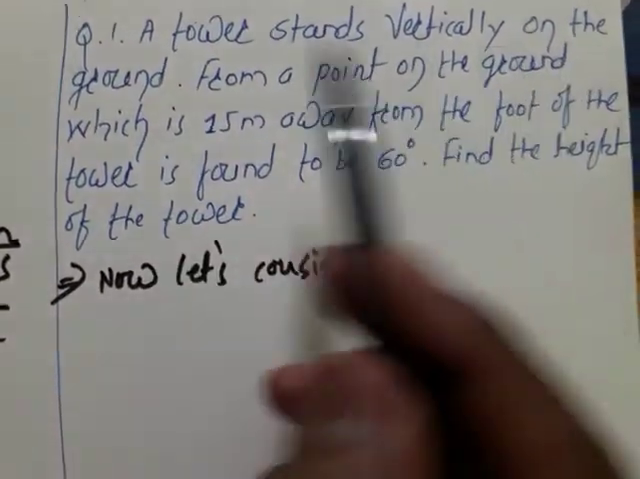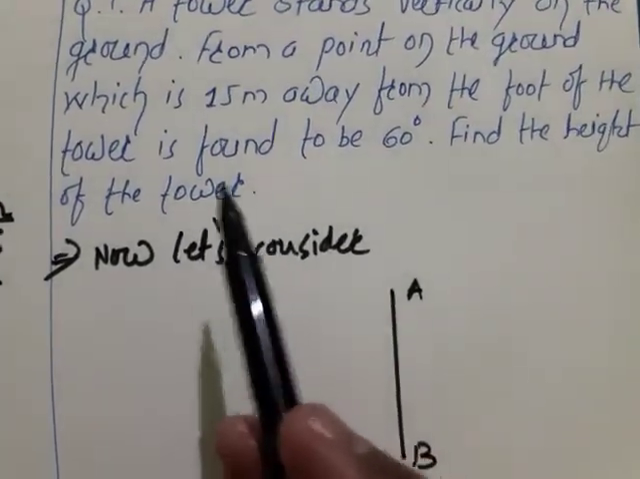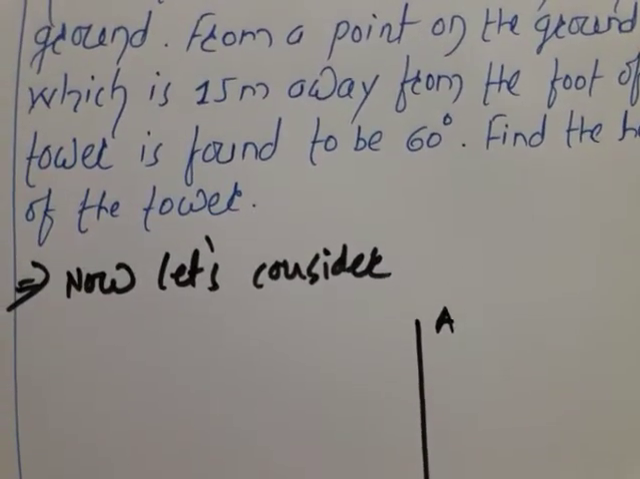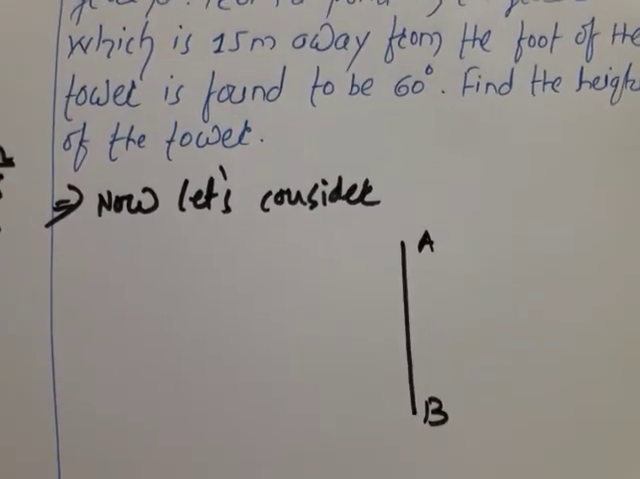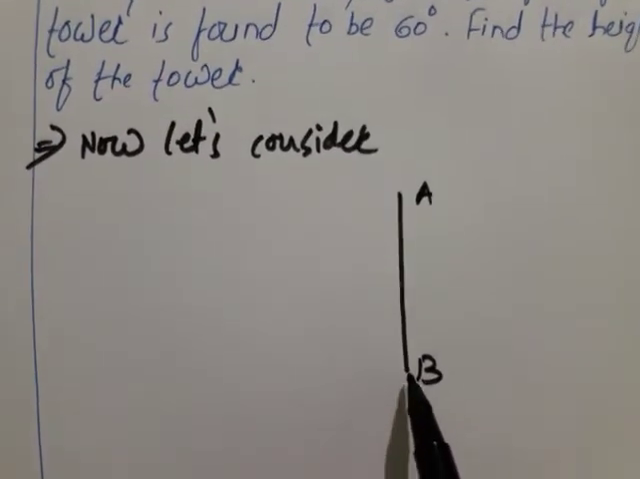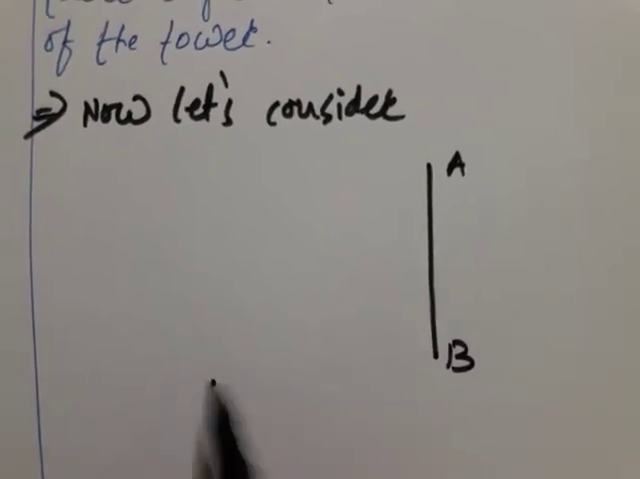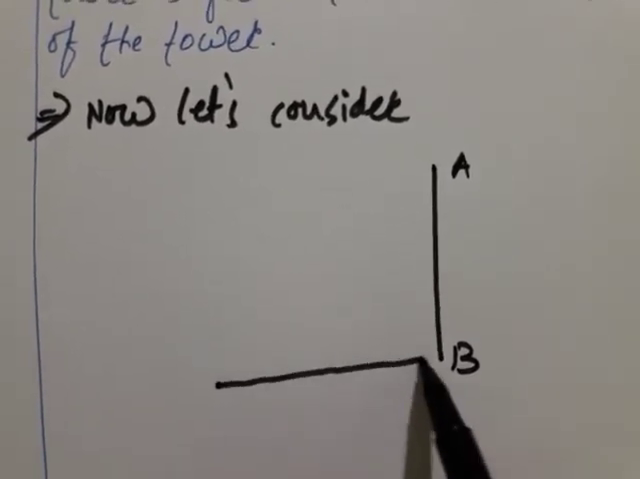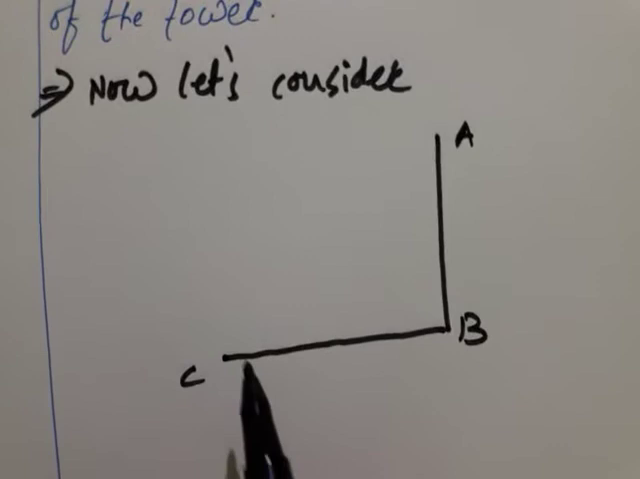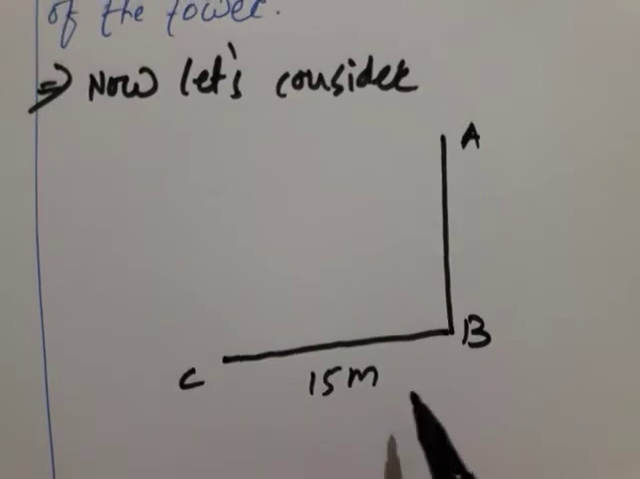Look here, a tower stands vertically on the ground, from a point on the ground which is 15 meter away from the foot of the tower is found to be 60 degree. If you see carefully, it is not mentioned whether it is angle of elevation or angle of depression. We have to judge after observing the situation explained in the example. From the foot of the tower there is one point, suppose point C. This point has a distance from the foot of the tower of 15 meter.